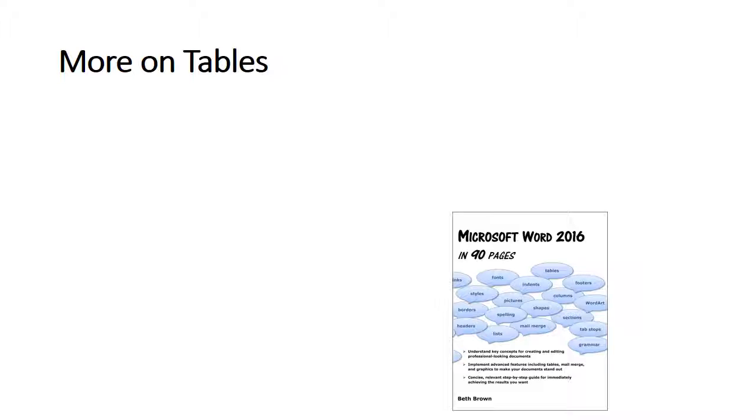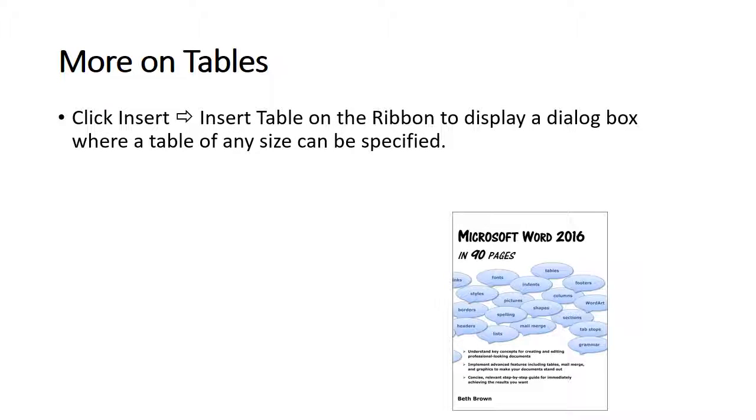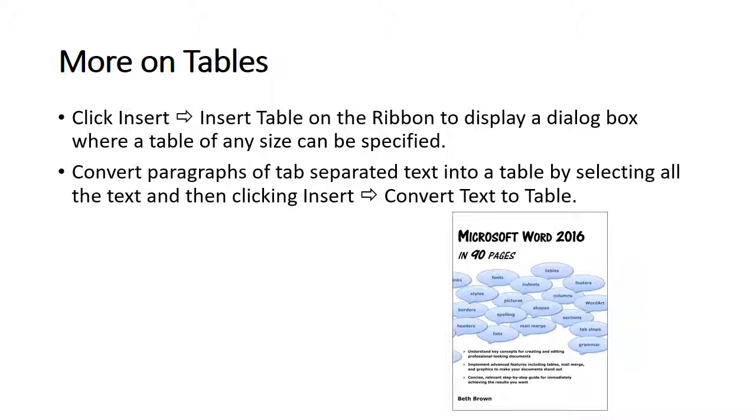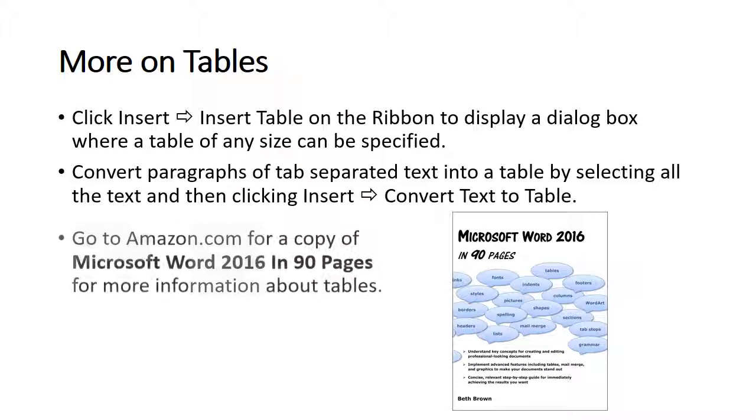More on tables. Click Insert, Insert Table on the ribbon to display a dialog box where a table of any size can be specified. Convert paragraphs of tab-separated text into a table by selecting all the text and then clicking Insert, Convert Text to Table.